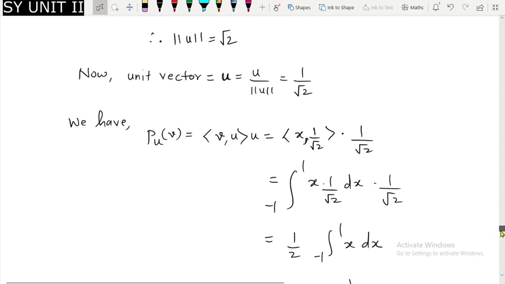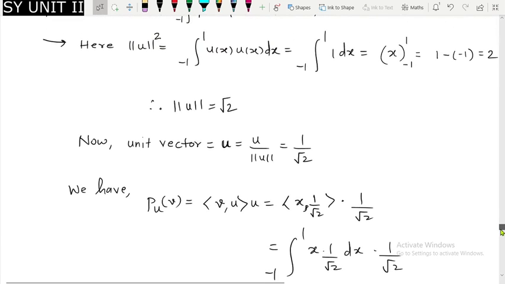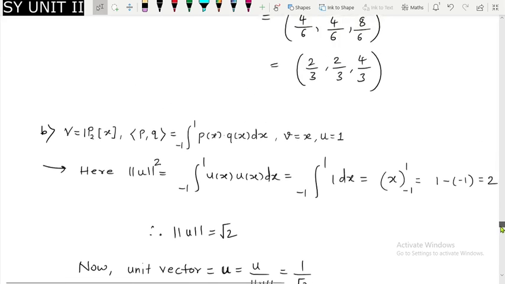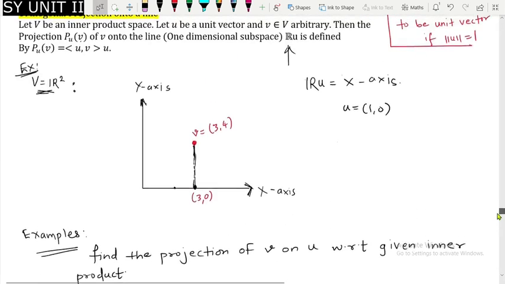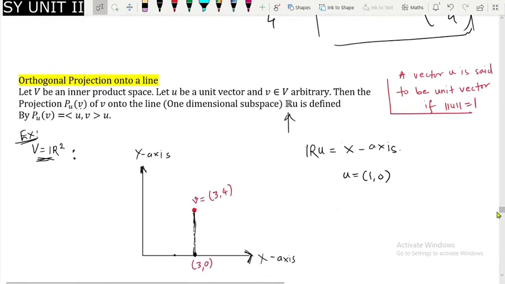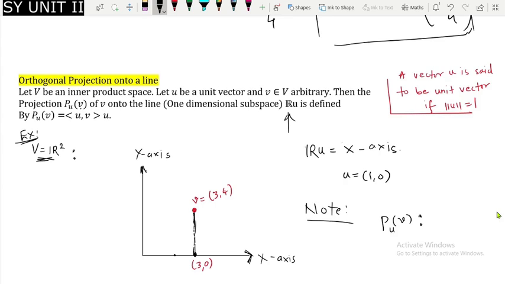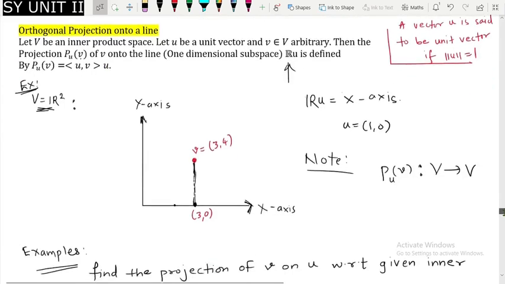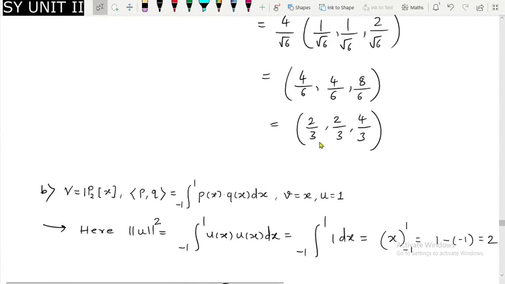Okay, just note one thing before going ahead. Your orthogonal projection is a function, so I have not mentioned the domain and codomain. Just note that your orthogonal projection of v on u is a function from V to V. Just keep it in mind, you should know it, right? So over here in the first example it will be a function from R3 to R3. That is why whatever answer we got, it is a point of R3, as you can see.